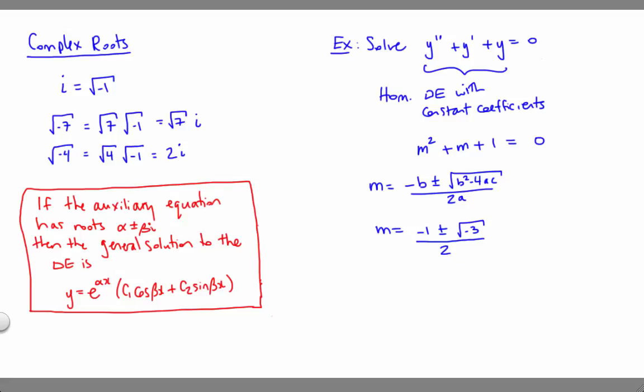To simplify these roots here, I would take this root -3 and simplify that by saying that's the same thing as root 3 times root -1, and then just express that root -1 as the symbol i. So m is equal to -1 plus or minus root 3 i, all over 2. And to make that even easier to work with, let's divide both of the terms in the numerator by 2. So m is -1/2 plus or minus root 3 over 2 times i.